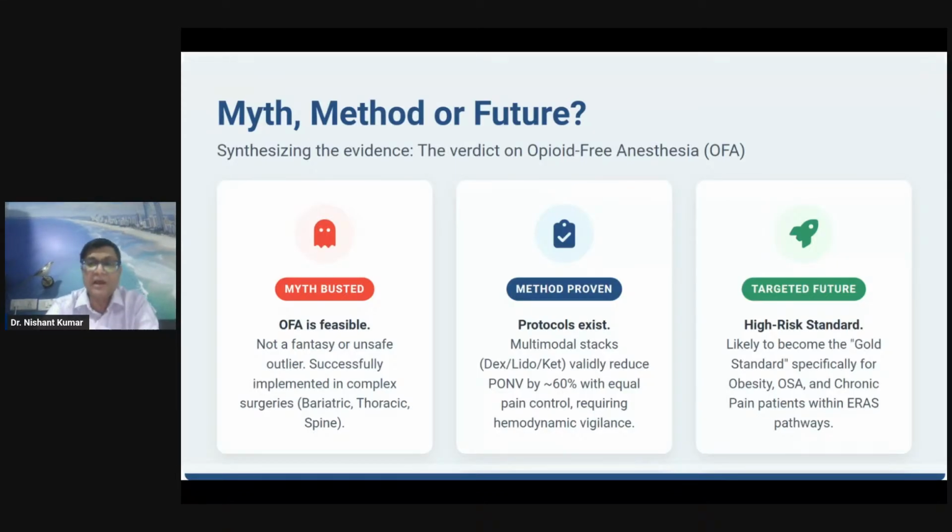See, the thing is that we have to come out, okay, this is the gold standard. Why can't we have a new gold standard? So we have to study more, we have to find out more evidence, and then we can say definitely it is the future, because even the ERAS protocol says that if you can eliminate opioids, the quality of recovery and the discharge times are faster.